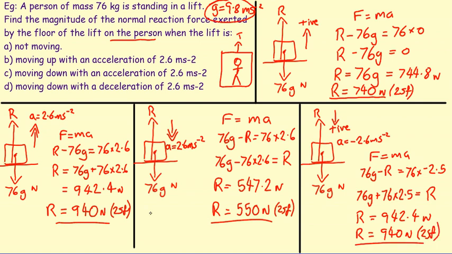And you'll notice here that that's the same as this first one here. So moving up with an acceleration of 2.6 meters per second squared is the same as moving down and decelerating with 2.6 meters per second squared. It's worth just making sure that you understand that.